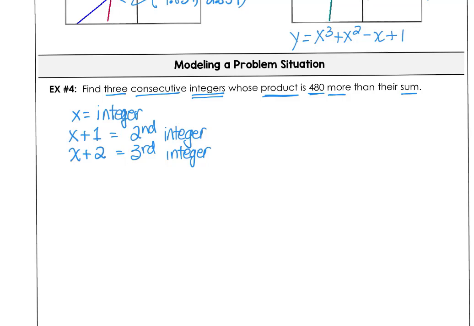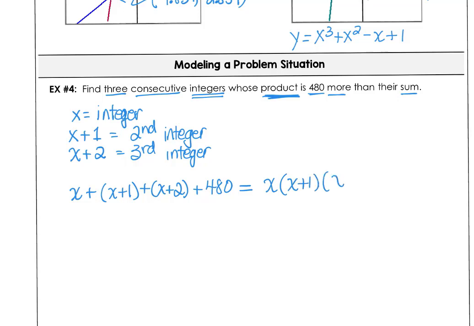The three consecutive integers, when I add them up, x plus x plus 1 plus x plus 2, and I have 480 more than the product. Well, what does the product mean? That's to multiply. So x times x plus 1 times x plus 2. So over here on the left, it looks like I have 1, 2, 3 x's and 3 more and 480. So on the left, I have 3x plus 483.